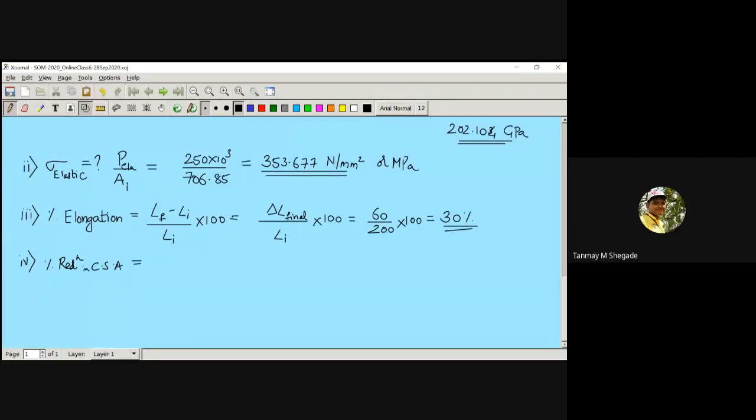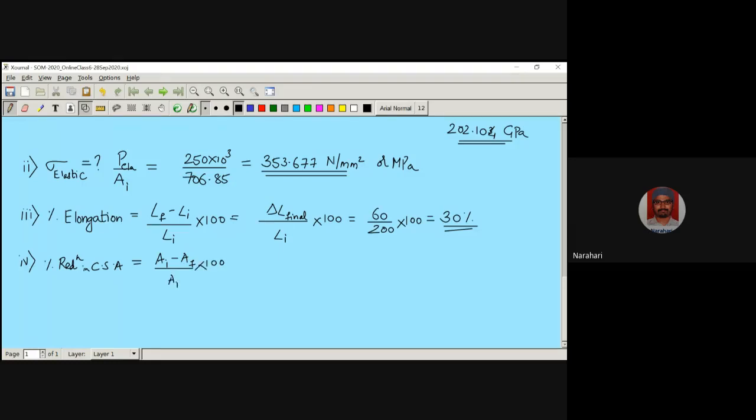Okay. Sir, is it 43.7? First you have to tell the formula: AI minus AF, not AF minus AI. In a tensile test, it is AI minus AF. Why AI minus AF? Initial area will be greater, sir. It will be greater, the initial area will be bigger. So divided by AI into 100.